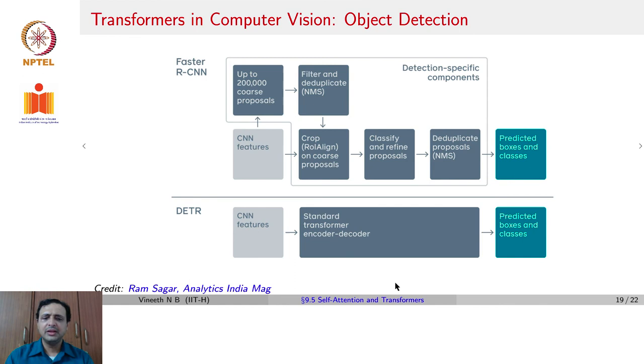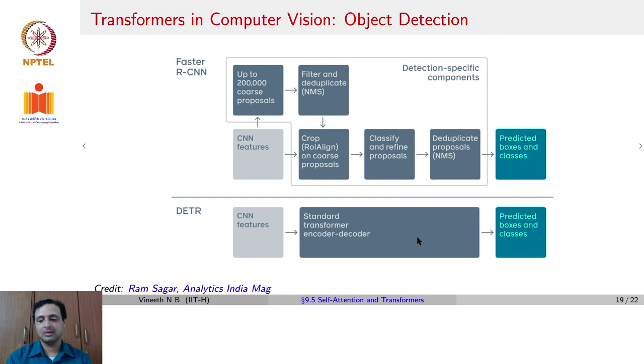And here is a visualization of how this approach simplifies the object detection pipeline. If you consider Faster RCNN, if you recall, you have your initial CNN features from which you extract perhaps about 200,000 course proposals. You filter, deduplicate, do non-maximum suppression, and then do an ROI align of the proposals to let them map to specific regions in the input image. And then you finally predict your bounding boxes and classes. While using transformers here replaces all of these steps with a single end-to-end trainable encoder decoder.